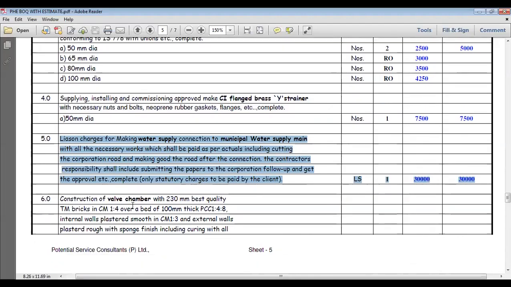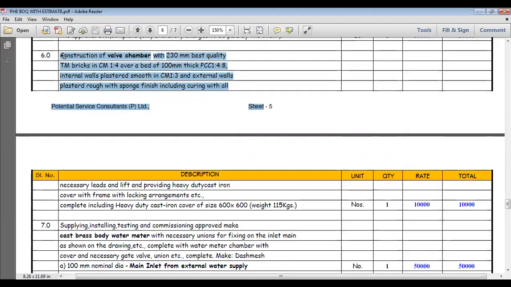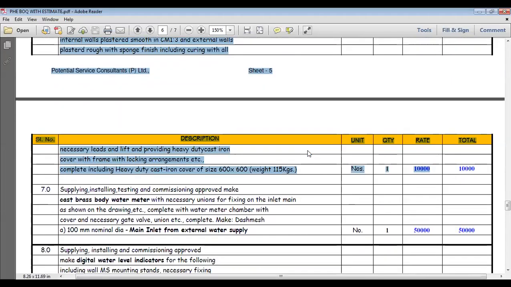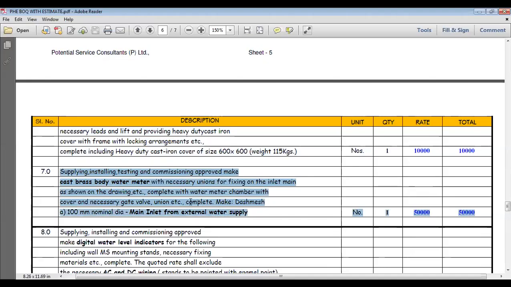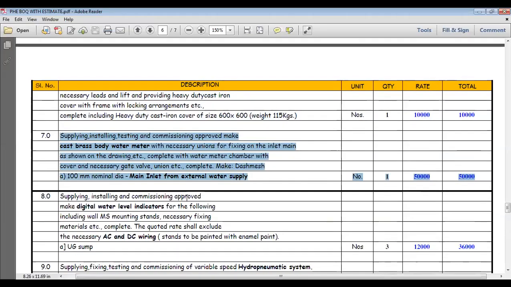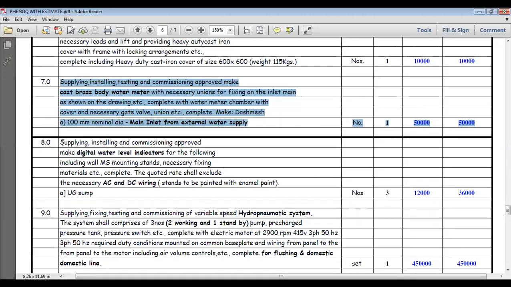Construction of valve chamber. How the water supply valve chamber specification covers everything, they have put 10,000 per chamber. Water meter for the municipal water connection. Water meter also we have to put, like this. Digital level indicator, water level indicator.